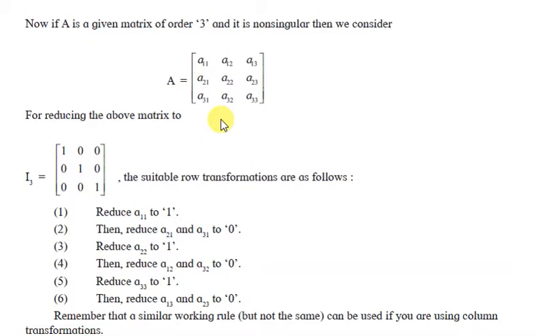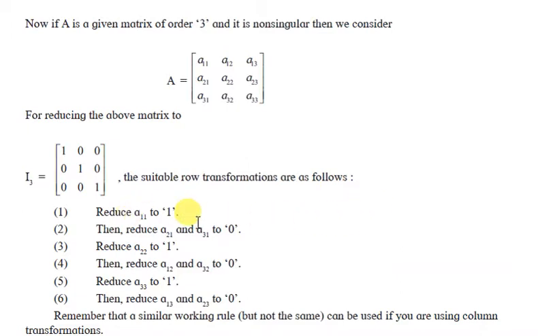First we have to understand that this is the matrix A, and now by the equation A into A inverse is equal to I, we are going to reduce matrix A into the identity matrix of the same order, 3 by 3. The identity matrix is mentioned here: 1 0 0, 0 1 0, 0 0 1. Suitable row transformations are as follows. We will always give first preference to the row transformation, which is easy to understand.